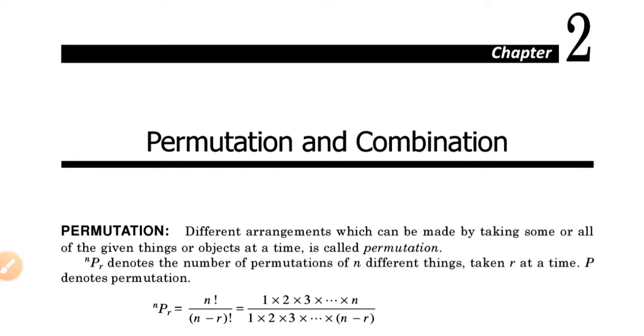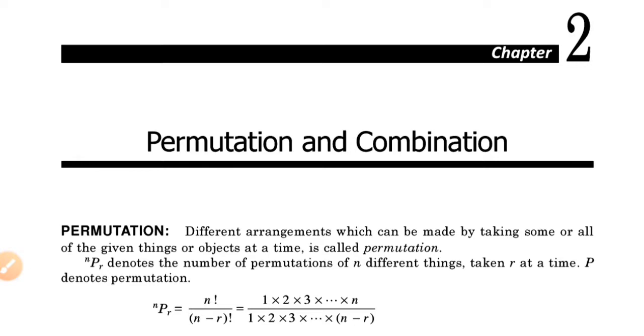Now let's define permutation. Permutation is the different arrangements which can be made by taking some or all of the given things or objects at a time. So in permutation we take different arrangements of the given things. And the definition of combination is different selections which can be made by taking some or all of the given things or groups or objects at a time. Then this is called combination.